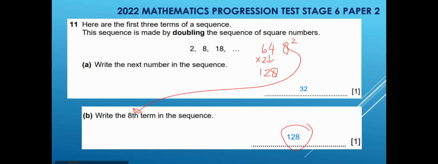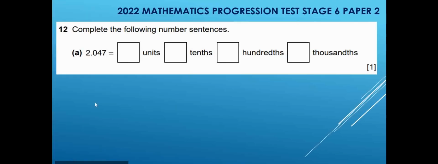Next, question 12. Complete the following number sentences. 2,047 is blank units, blank tens, blank hundreds, blank thousands. 10 seconds from now. 10, 9, 6, 5, 4, 3, 2, 1. So let's reveal the answer.